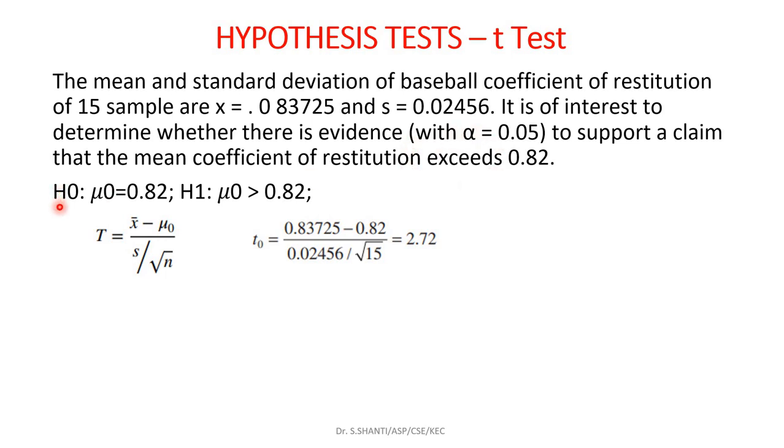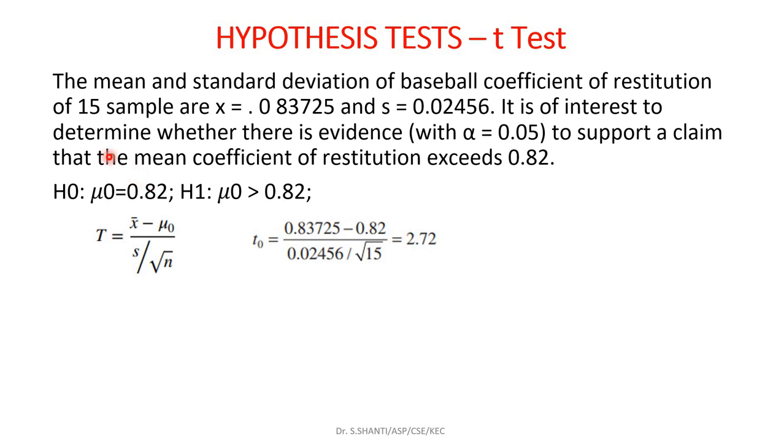So here our null hypothesis is mean equals 0.82, and the alternate hypothesis is mean greater than 0.82, since the claim is that it exceeds 0.82. So we are defining the alternate as mu greater than 0.82. Then the computed statistic value is 2.72. Then we take the table value using a one-tailed test.